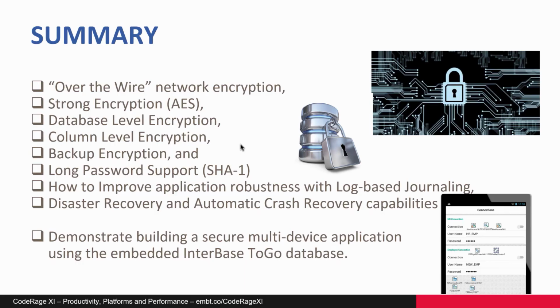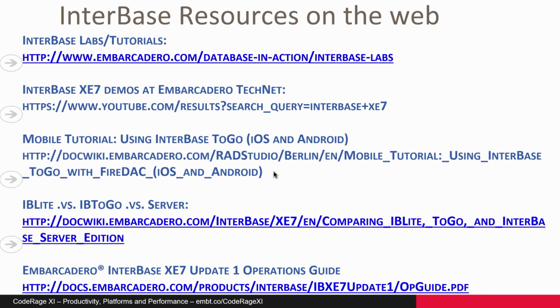This ends what I had time to cover in this CodeRage session. We got to see multiple forms of InterBase database encryptions, and we saw how to build a secure multi-device application with RAD Studio using the embedded InterBase ToGo database to maximize data security with both database and column level encryption. Here are some additional resources for details on how to use the multiple forms of InterBase database encryptions and how to build secure multi-device applications with RAD Studio using the embedded InterBase ToGo database to maximize your data security.